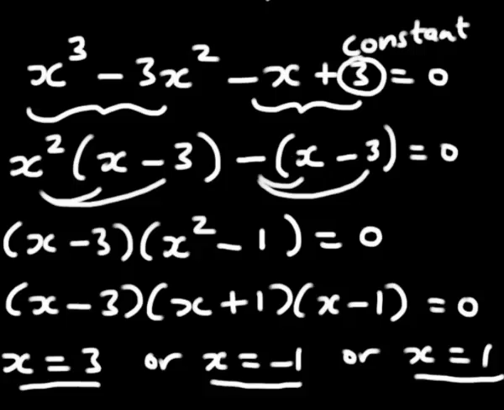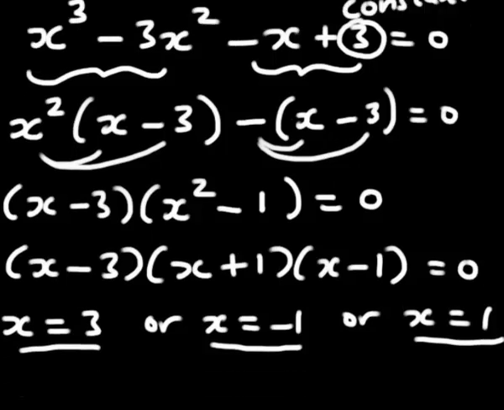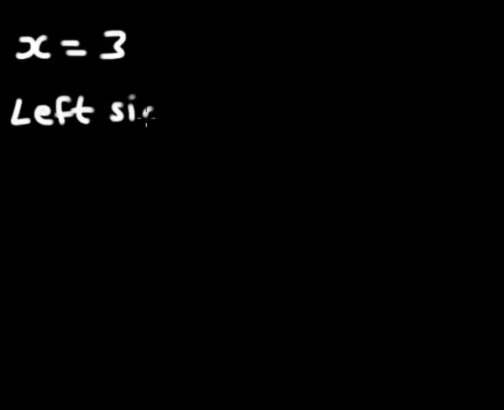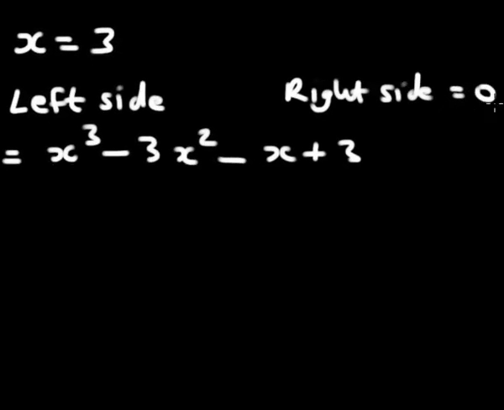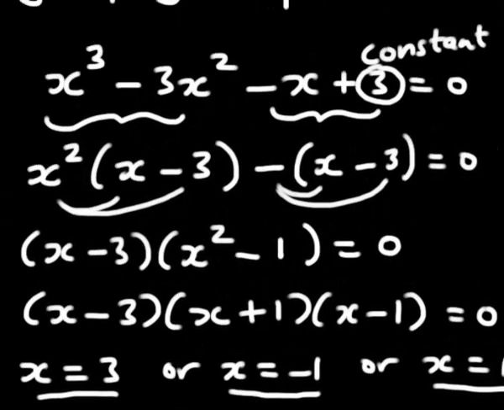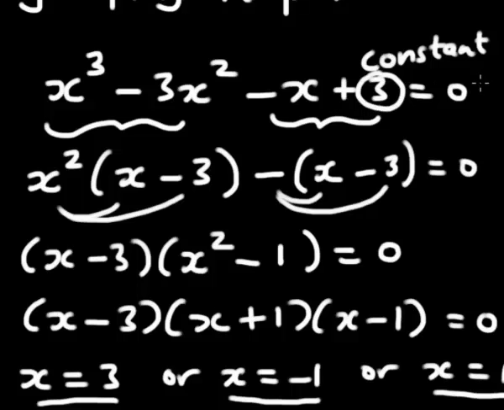So if I look at x equals 3, now watch this. If I take x equals 3, why is it a solution of the cubic equation? Well, let's have a look. If we take the equation, we split it into the left side. What is the left side of the equation? Well, we know it's x cubed minus 3x squared minus x plus 3. That is the left side. The right side is equal to 0. Look at it again. That's the equation up top there. The left side is this expression, and the right side is 0.